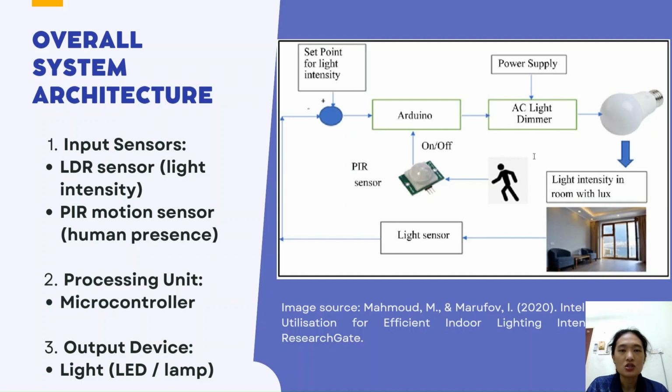This block diagram shows how the LDR sensor and PIR sensor work together in the system. The LDR provides information about ambient light intensity while the PIR sensor detects human presence. Both signals are processed by the controller, which decides whether to turn the light on or off.